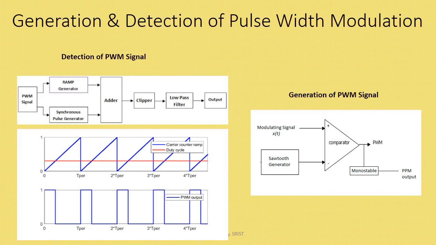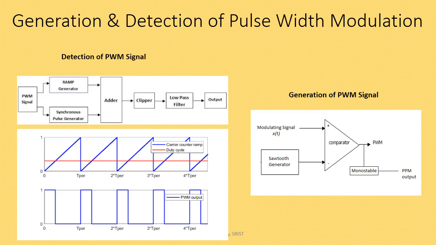The regenerated pulses are applied to the ramp generator. Then the pulses are also applied to the adder. The output of the adder is then clipped to generate a PAM signal at the output of a clipper. A low pass filter is used to recover the original modulating signal back from the PAM signal.